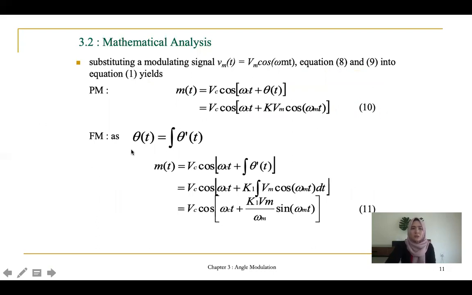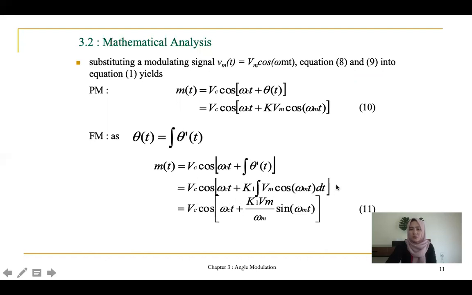For frequency modulation, theta dash t is the first derivative. So in order to get theta t, you need to integrate it. What happens is that mt will become mt equals Vc cos omega ct plus the integration of the first derivative theta dash t, and theta dash t is equal to K1 Vm cos omega mt. So you will get this equation.